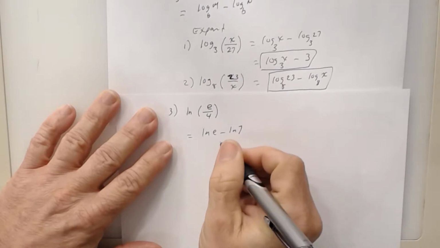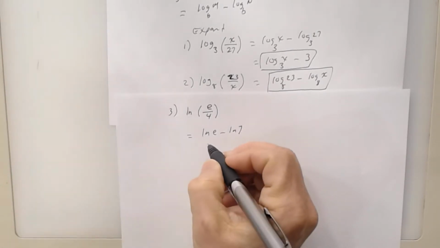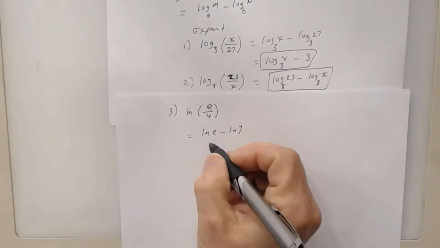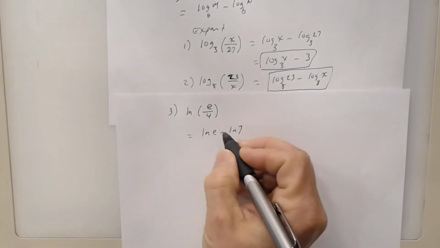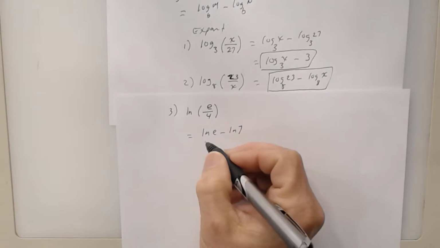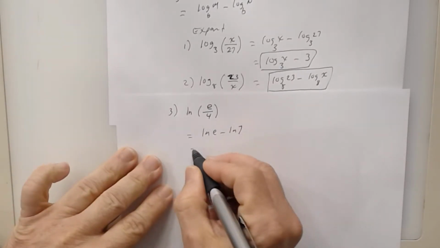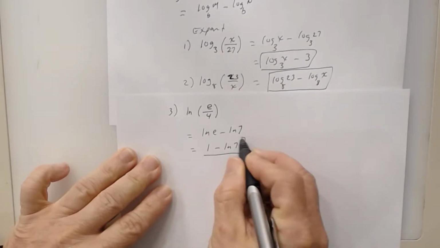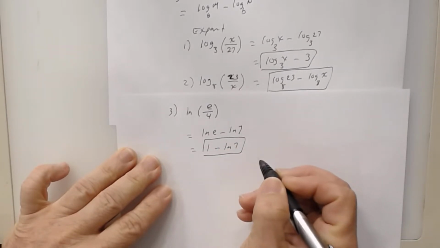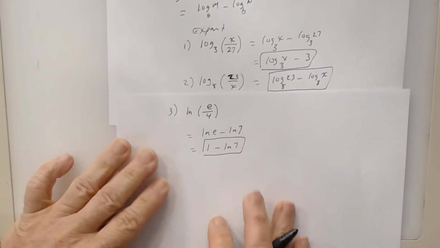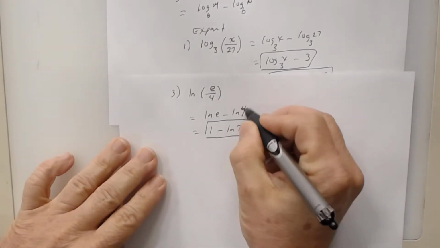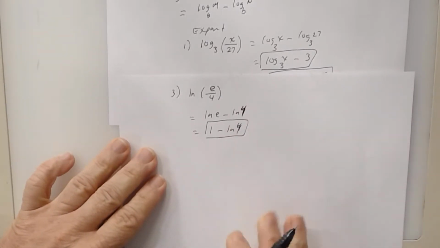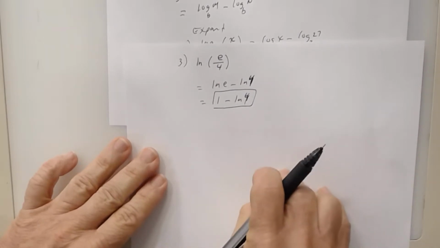Very good. The natural log of e is what? 1. Because the ln is understood to have what base? E. So you'd say e to what power is e? 1. So that's 1. So it'll be 1 minus the natural log of 7. Okay? Oh, I'm sorry, 4. Yes. Yep. I don't know why I said 7.